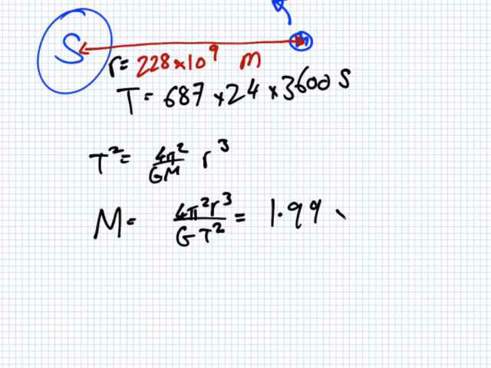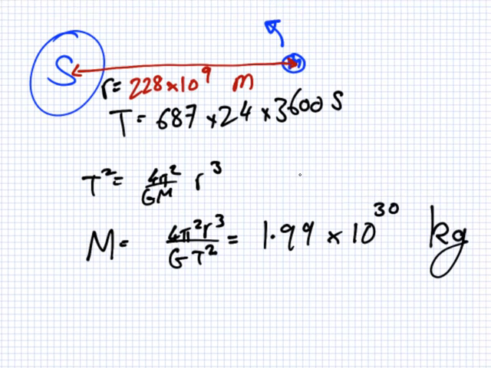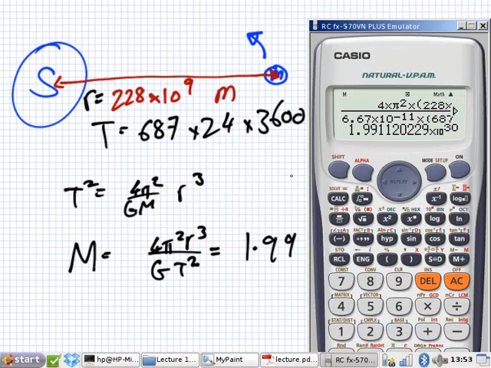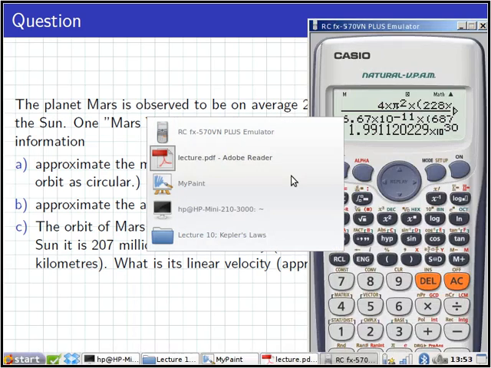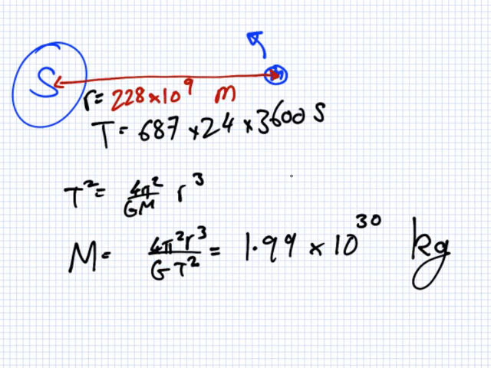Now, if you have Google open, look up the mass of the Sun, and we can see how close we are. Now, these are real numbers. This is the real distance for Mars and the real time for Mars. What is the 687? The orbit time for Mars. From observing it in the night sky, how long it takes to be back in the same position it was.